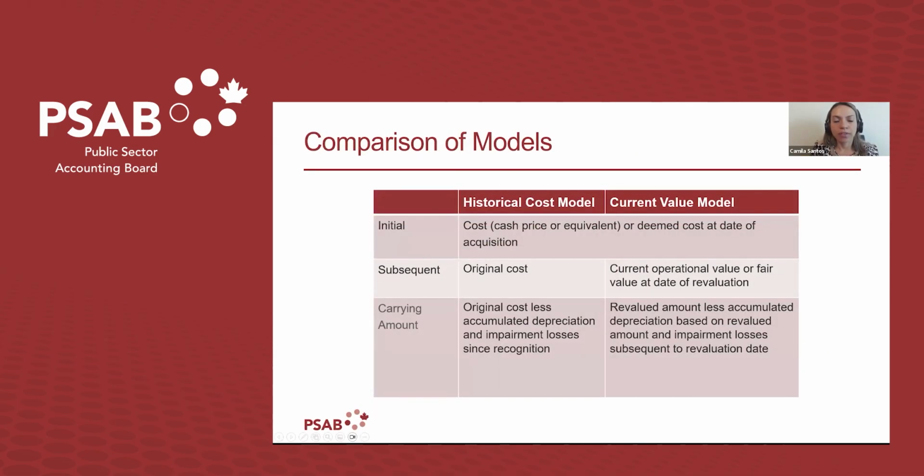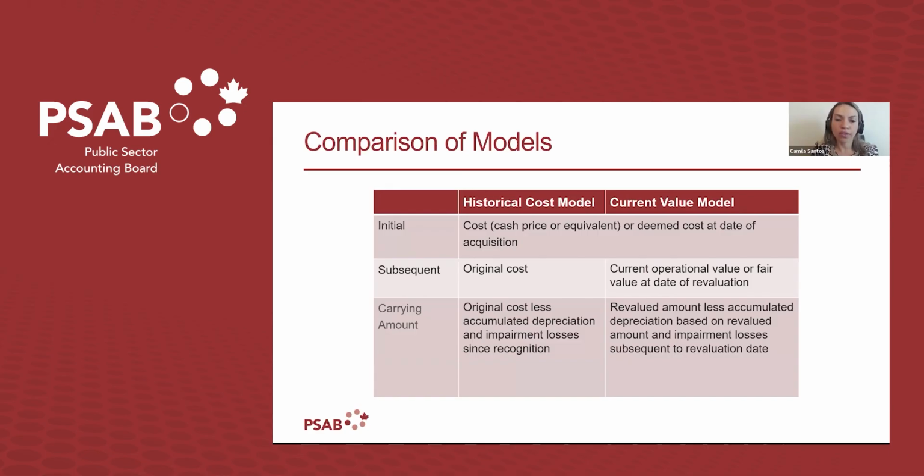Here we have a summary of the two measurement models for PP&E under IPSAS 45, the historical cost model and the current value model. Our focus today will primarily be on the historical cost model, as this is the one that is widely used by public sector entities because it is reliable, easy to understand, simple to apply, and cost effective. Under the historical cost model, PP&E is measured at its original cost of recognition. The carrying amount is calculated as original cost minus calculated depreciation and impairment losses.